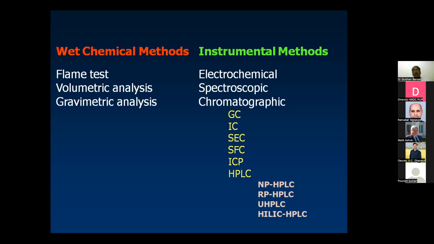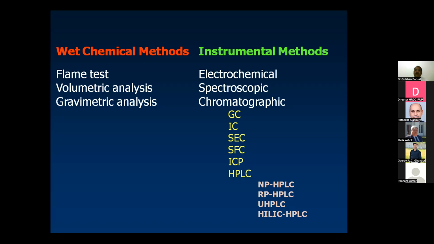Then the chromatographic method is another instrumental method. Basically, chromatographic methods are not analytical methods; they are separation methods. They separate the components in a sample so that each component can be analyzed by a spectroscopic method. So it is a hyphenated technique. Now we can say chromatographic spectroscopic methods.